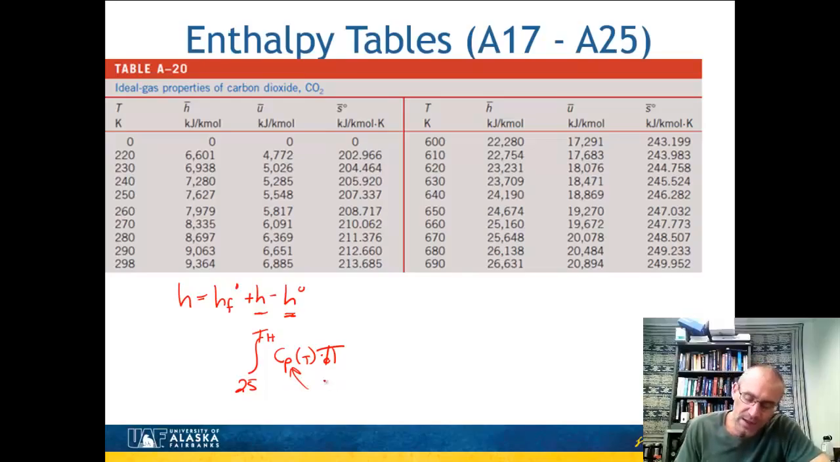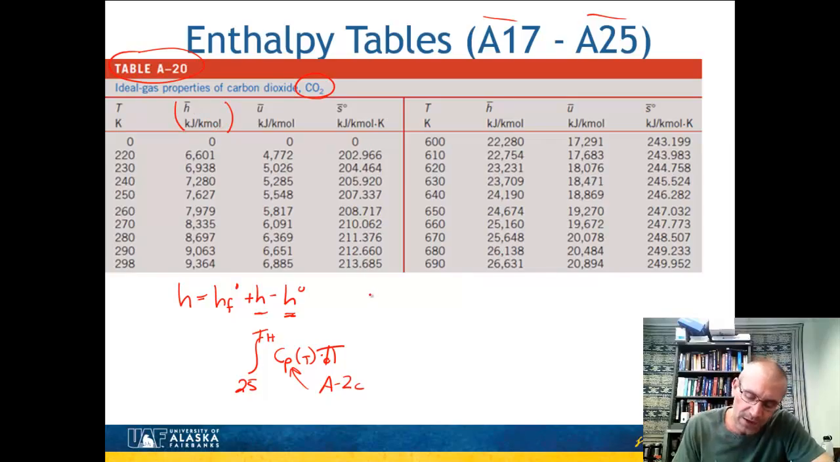You could stick in the equation, for example, from A to C, and do that yourself, but fortunately someone's already done it. That's what's in these tables A17 to A25. Here, for example, I'm showing table A20, which is the ideal gas properties of carbon dioxide, CO2. And here's my enthalpy value. This is H.